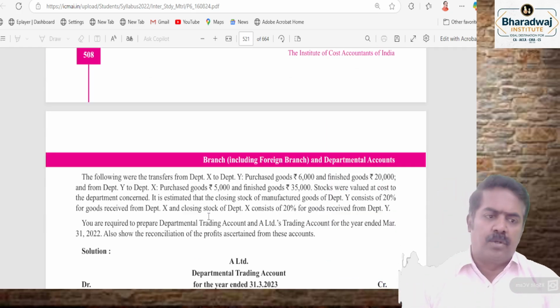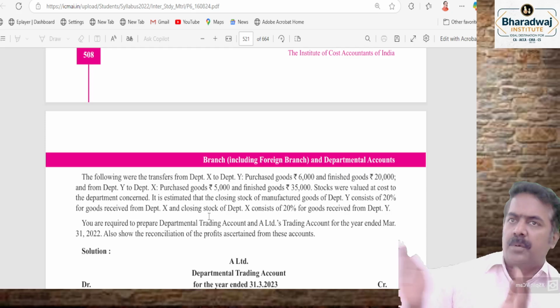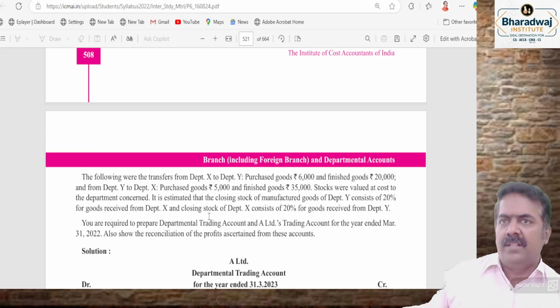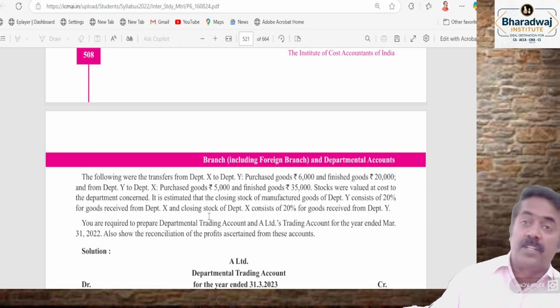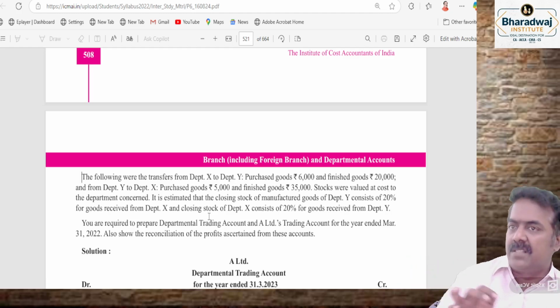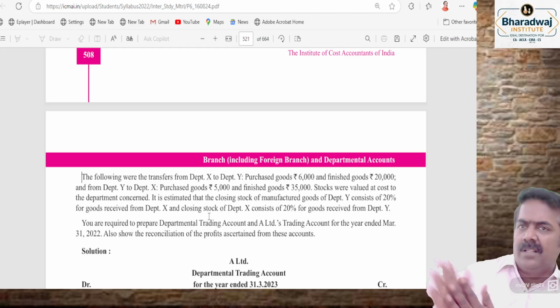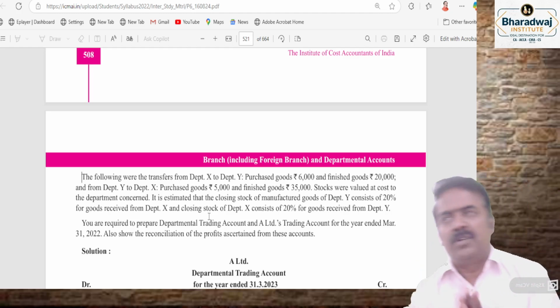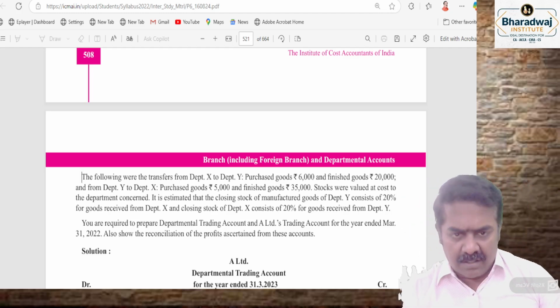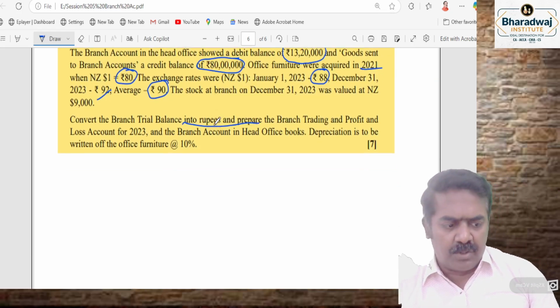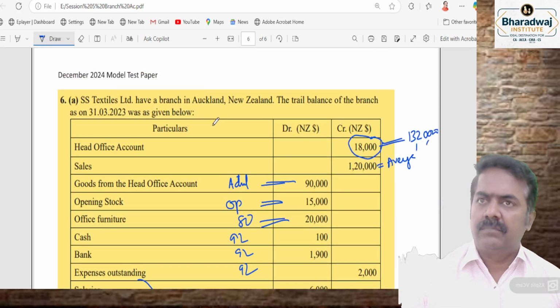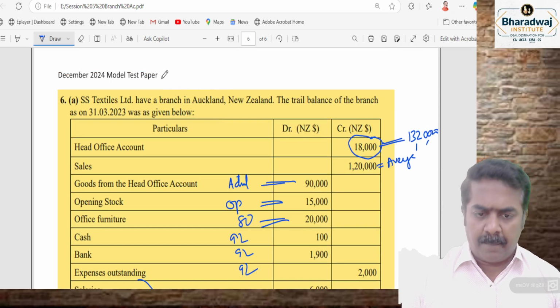So departmental accounts classroom questions you go through plus one. These 3 or 4 illustrations you must go through, especially illustration number 15 and 16 are repeated in the exam. Then other things, but it will be in a similar model to whatever we have done in the class. So with this, what is over? Branch account revision is over.